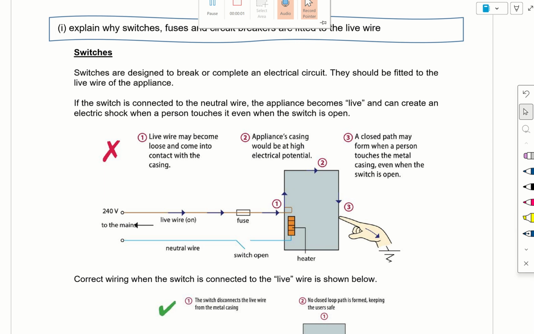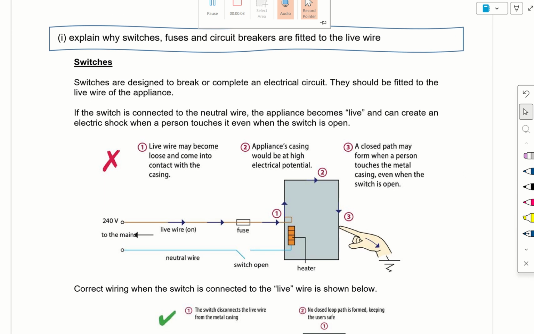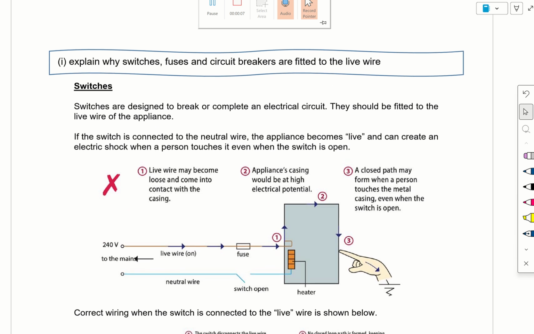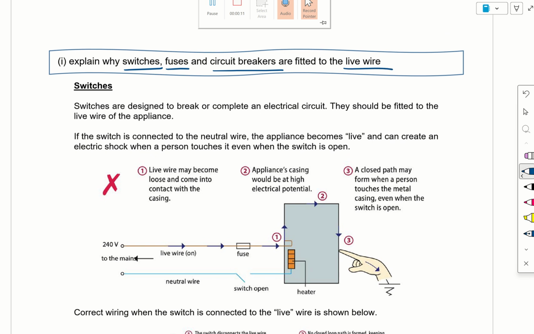Okay, for this video, we'll be going through practical electricity success criteria I. Explain why switches, fuses, and circuit breakers are fitted to the live wire. Okay, so recall that the live wire is actually at high potential.